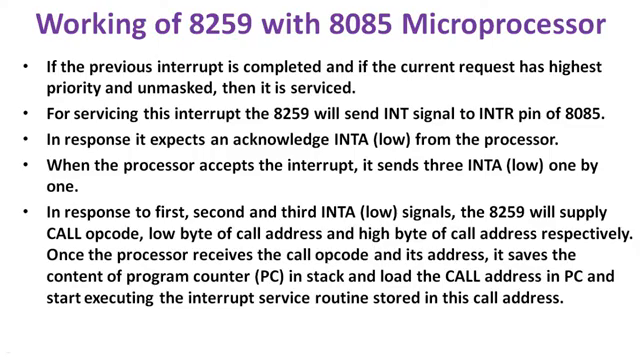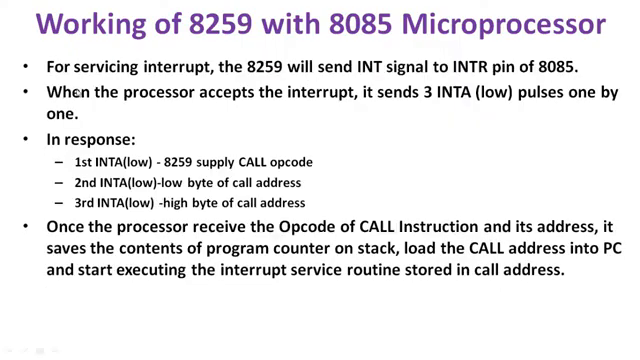Each interrupt has its own vector address, so it is the job of the 8259 to know which interrupt is activated and which address has to be sent to the 8085 processor, because the 8085 processor doesn't know which interrupt has been activated. So the 8259 will inform the 8085 which interrupt has been activated and what is the vector address of that particular interrupt. Now for servicing the interrupt, the 8259 will send the INT signal to the INTR pin of 8085.